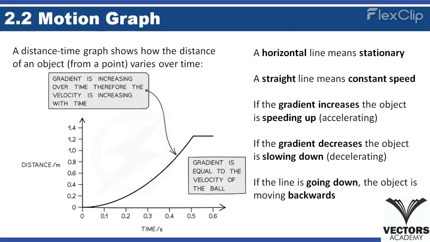If a distance time graph has a horizontal line, it means the object is stationary. If a distance time graph has a straight line, it means the object is moving with a constant speed. If the gradient increases, it means the object is accelerating or speeding up. If the gradient decreases, it means the object is slowing down or decelerating. If the line is going down, that means the object is moving backwards.